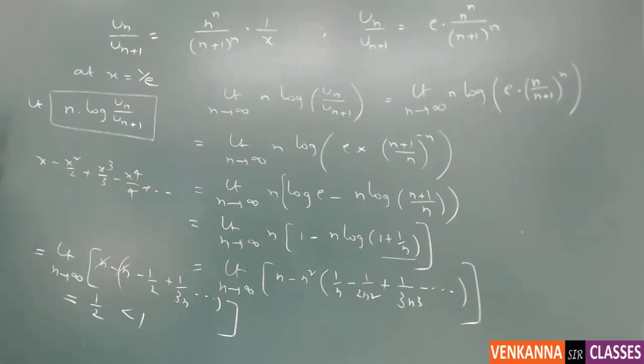Now, so far, if you observe the strategy, by default, we use the ratio test. When the ratio test fails, we apply Raabe's test. But the strategy here is, if the term un by un plus 1 involves the exponential e, to cancel that, we apply the logarithmic test. Okay? We will not choose Raabe's test.